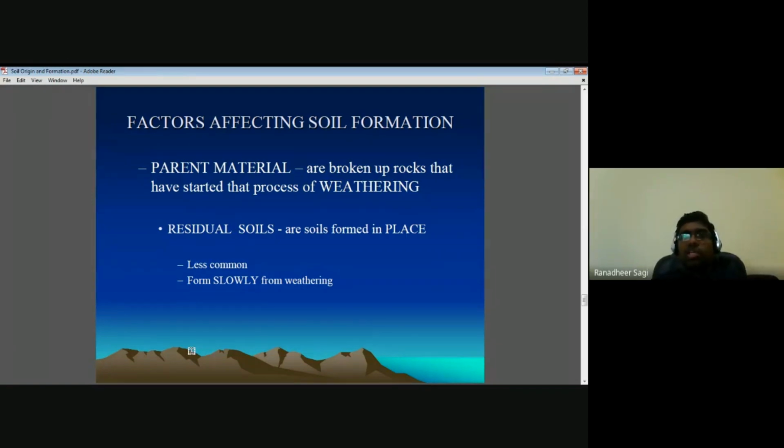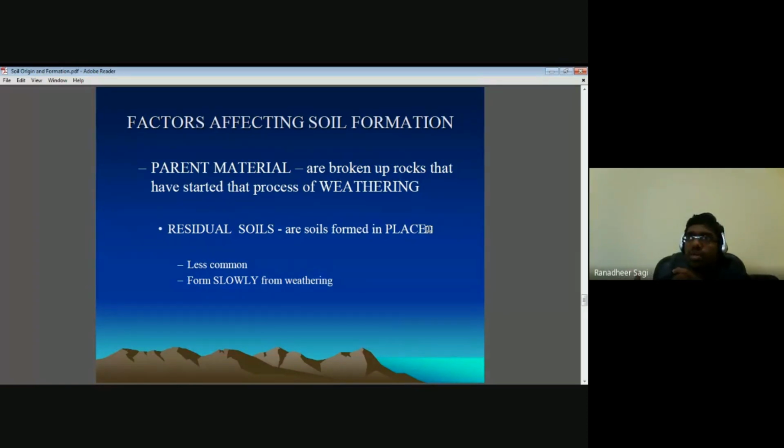Residual soils are nothing but soils formed in place, in the sense that wherever you have your parent rock, there itself this particular type of soil is formed. But these residual soils are not very common, they are less common and form slowly from a weathering process, because they cannot be formed from a faster weathering process.